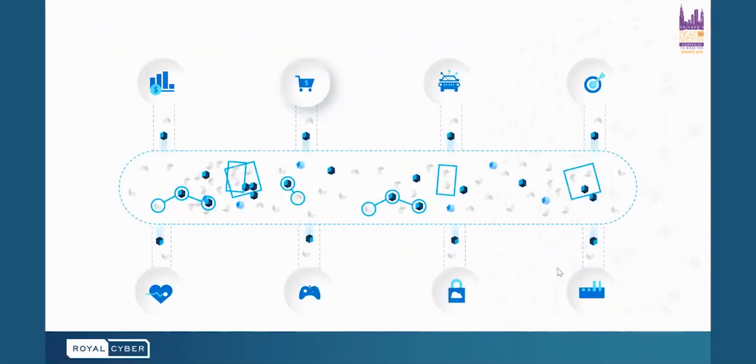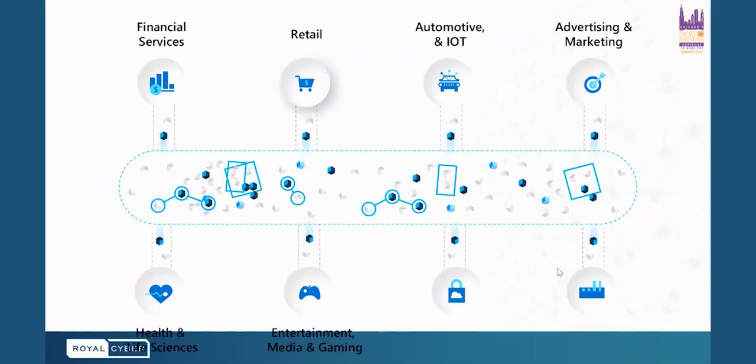We have seen massive adoption of this architecture in the following verticals: financial, retail, automotive, and IoT, advertising and marketing, health and sciences, entertainment media, security, and industrial IoT. Let's take a few examples to see how the modern data architecture is being used in these verticals.